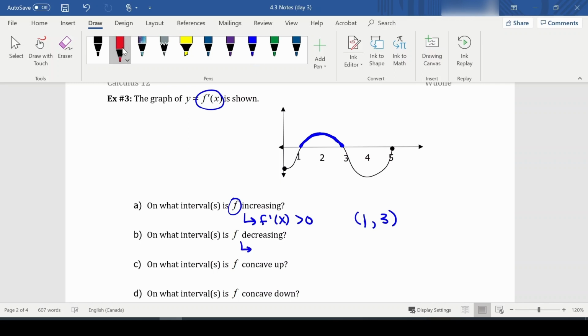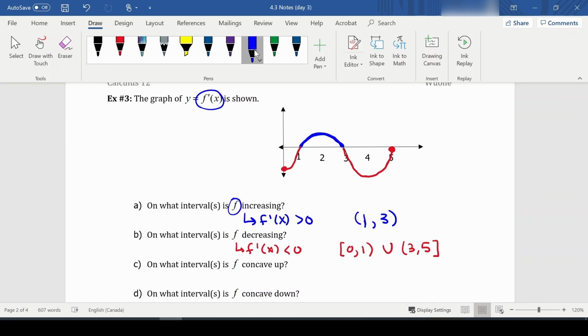Where would I be decreasing? I am decreasing if f prime is negative. Where is f prime negative? Right here and right here. So this would be from 0 to 1, not including 1, but including 0. And from 3 to 5, not including 3, but including 5. 5, the point there is just slightly below 0.